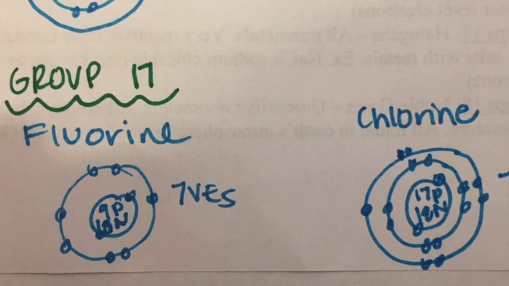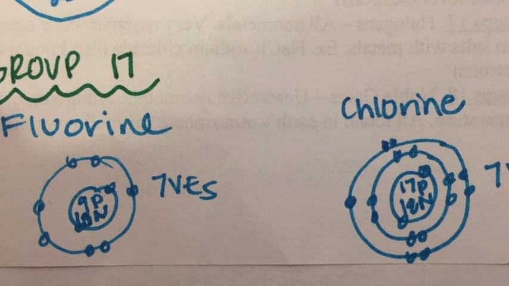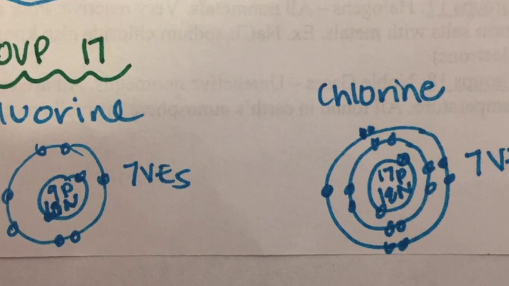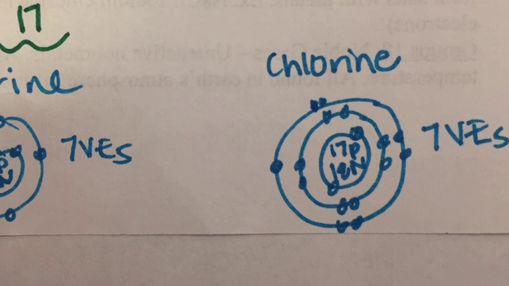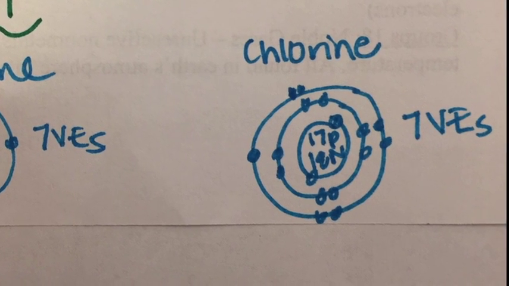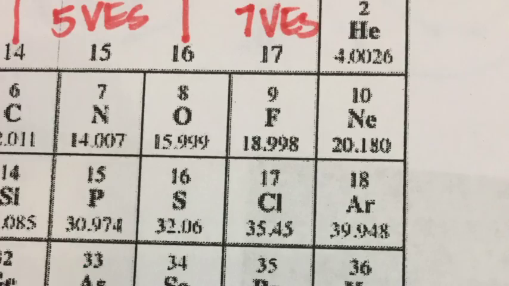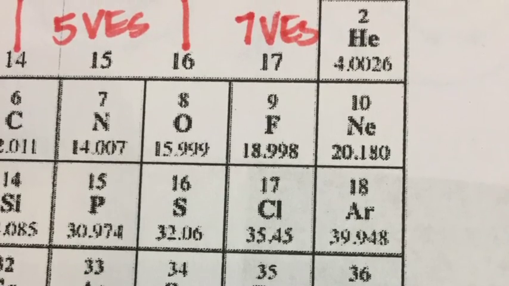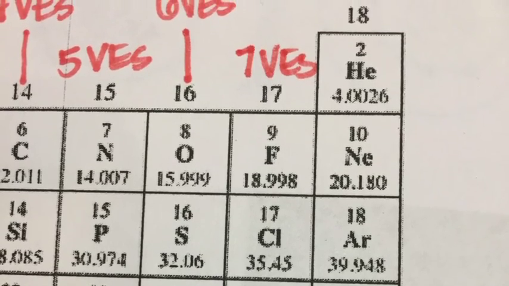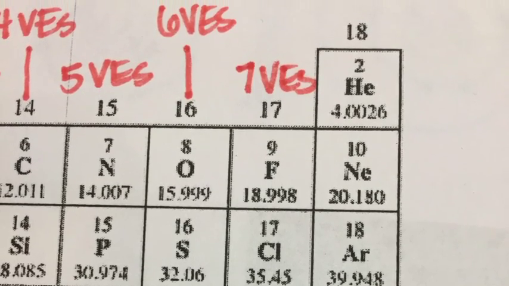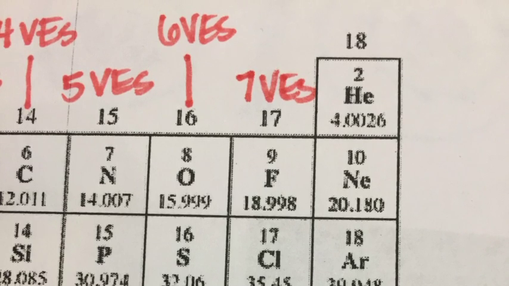Our second halogen would be chlorine. Chlorine has 17 protons, 18 neutrons, and 17 electrons. So if we were to draw out our whole Bohr model, we would find that there are 7 valence electrons in chlorine as well. So once again, at the top of our column 17, our halogens group, you can note that there are 7 valence electrons in every single one of our halogens.